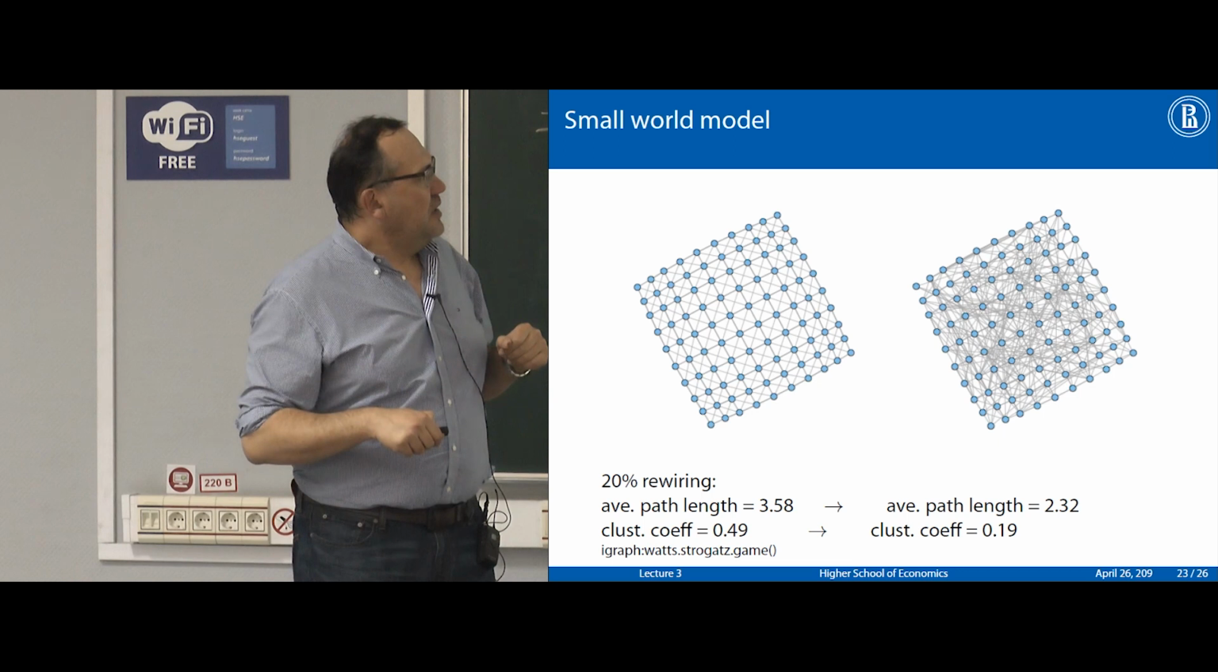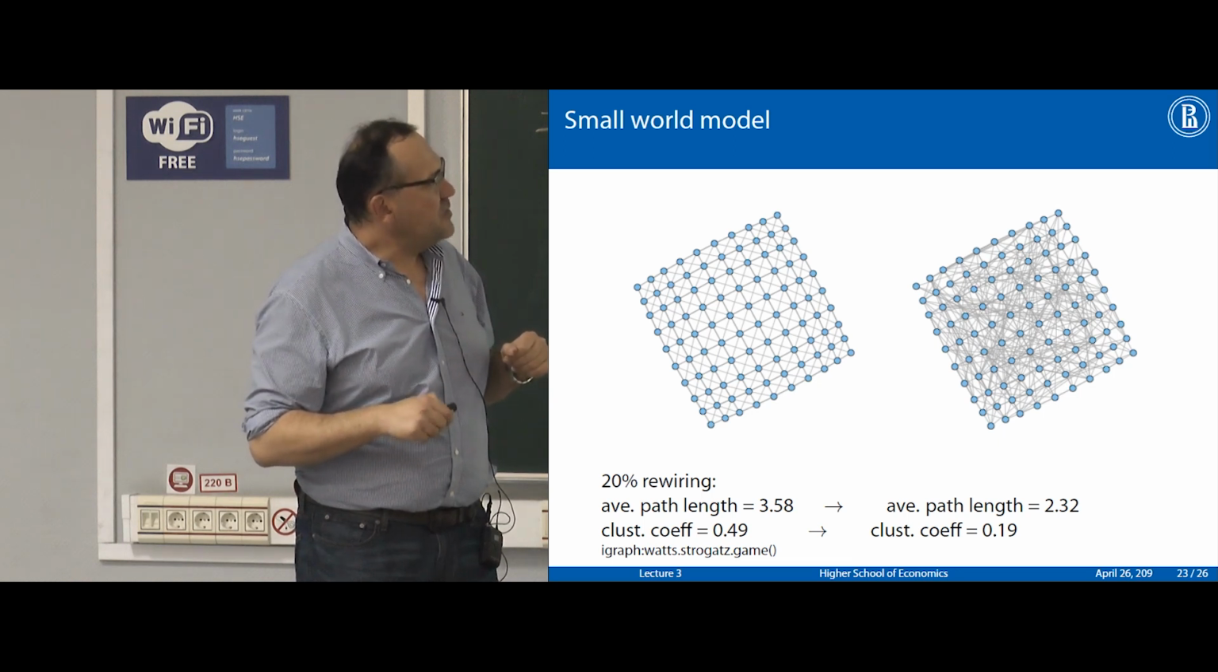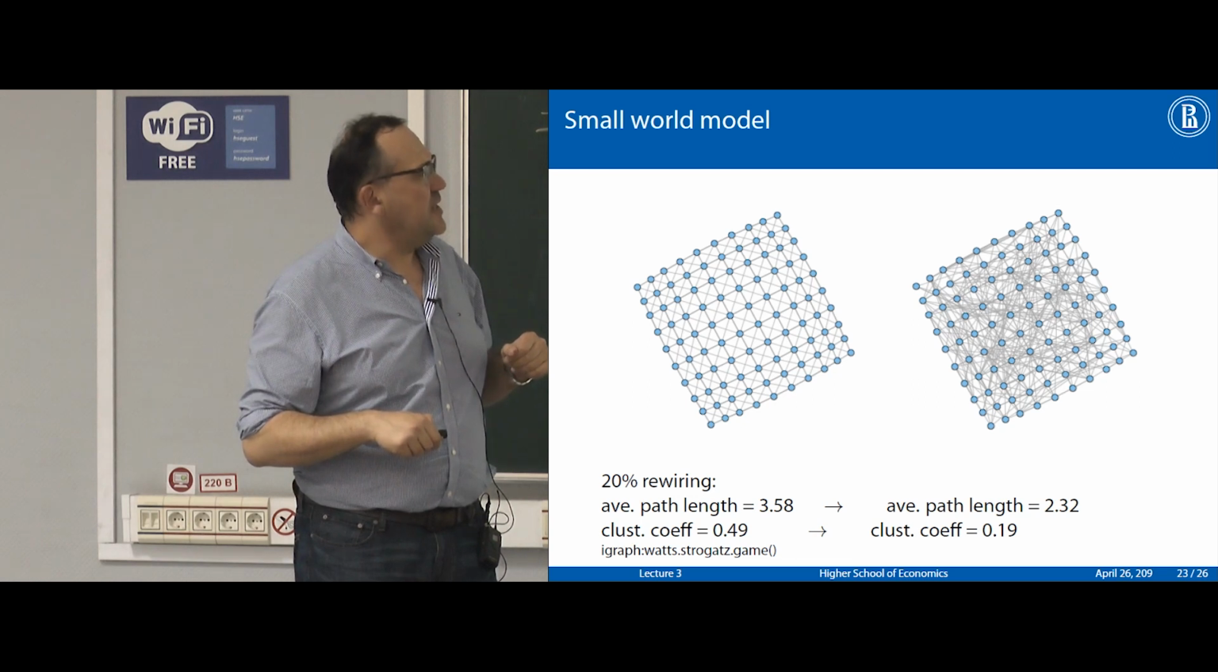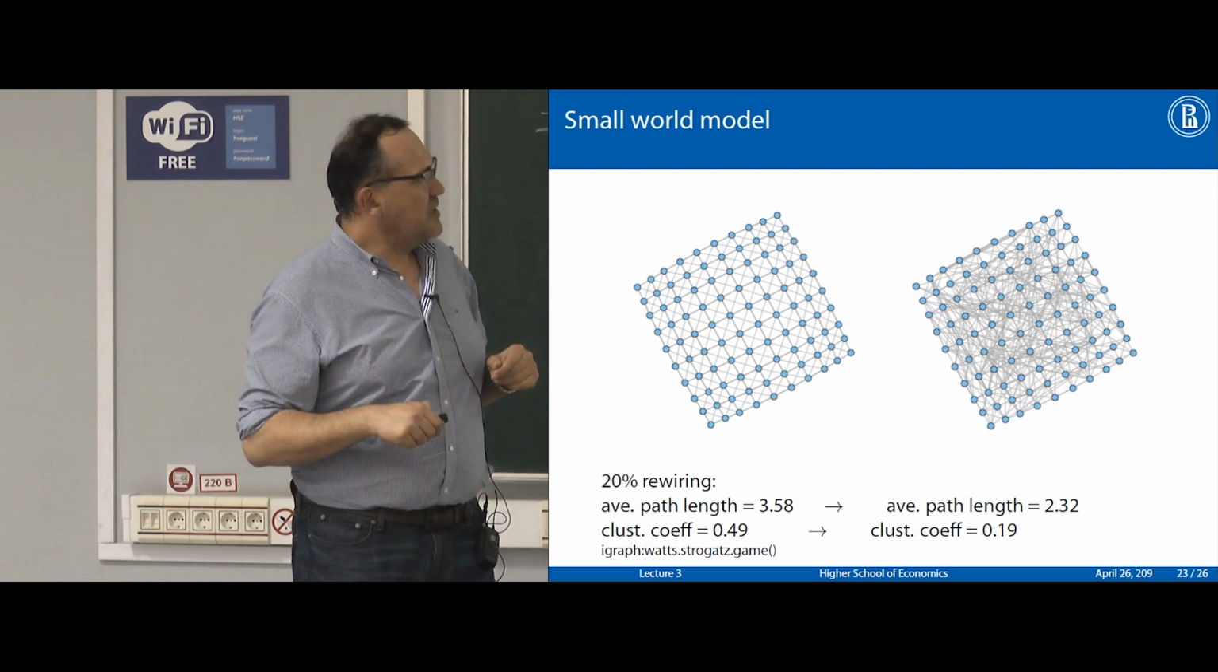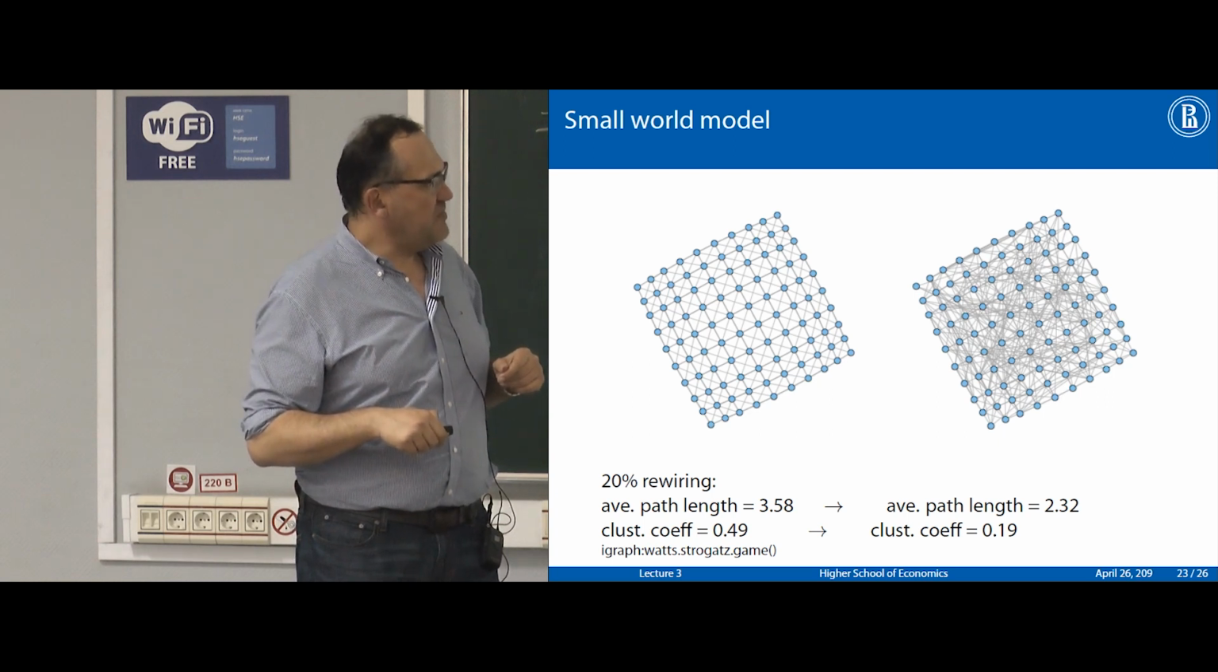And so average path length here is 358 on this particular graph, and clustering coefficient 0.49. Well, it should be 0.5. It's 0.49 because of the edges. So clustering coefficient is very high, but average path length is pretty big.